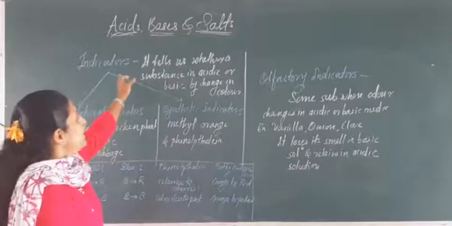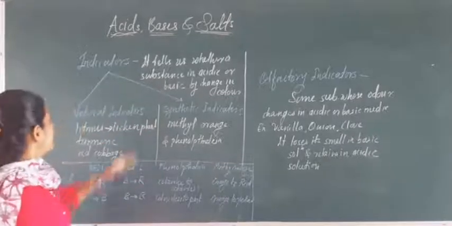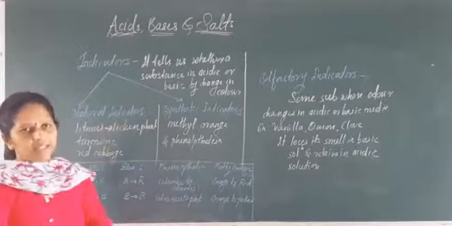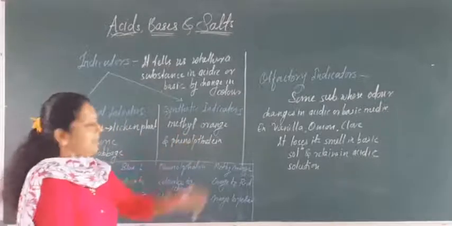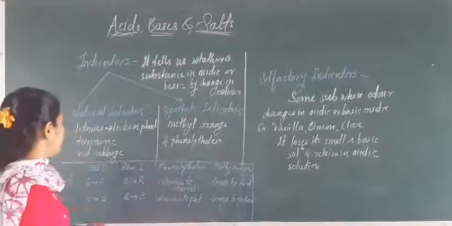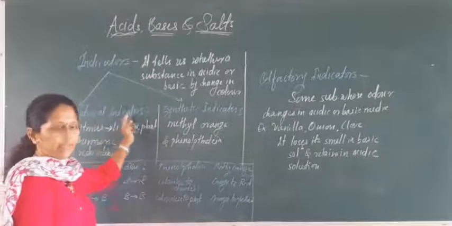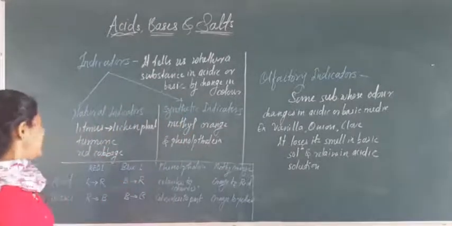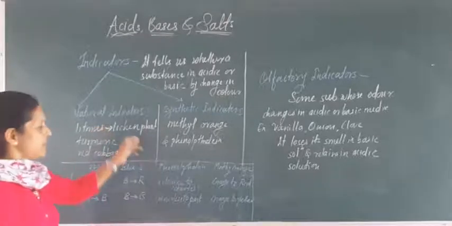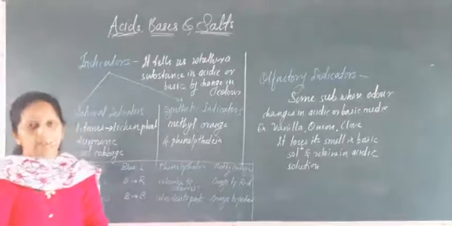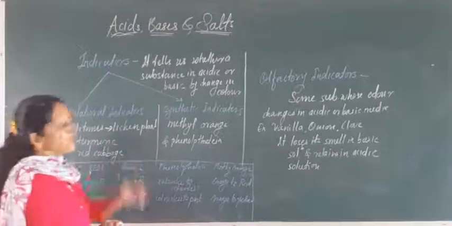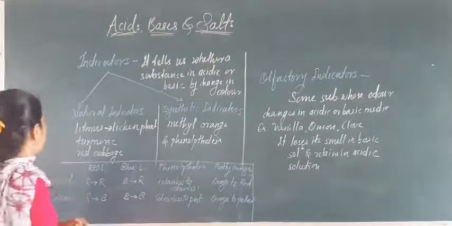In indicators, there are natural indicators, which are obtained naturally on the earth, and synthetic indicators, which are prepared in the laboratory. So there are two types of indicators, natural indicators and synthetic indicators. Natural indicators are mostly obtained on the earth, like litmus. Litmus is obtained from the lichen plant.